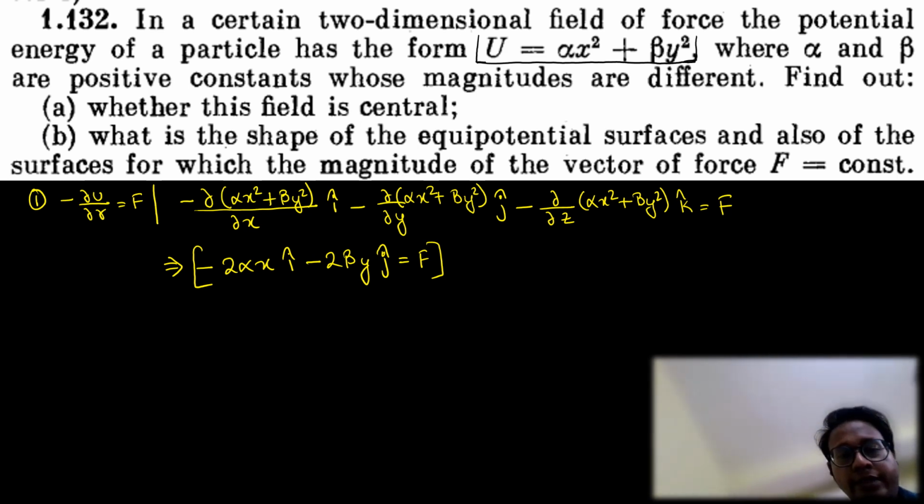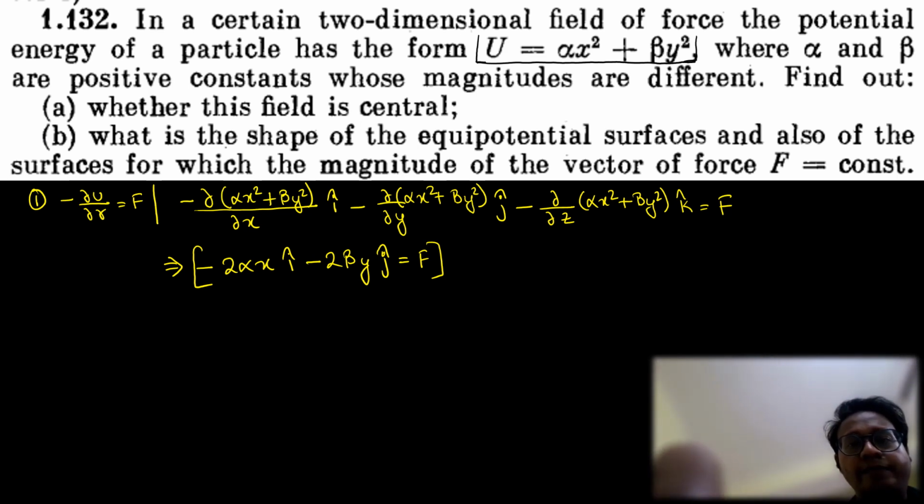Okay, so out here you got the value of force or vector component of force. Now the first part of the question is to find out whether this field is central or not. Field is nothing but force on one unit. We'll learn this in the gravitational chapter, that concept of forces and fields.